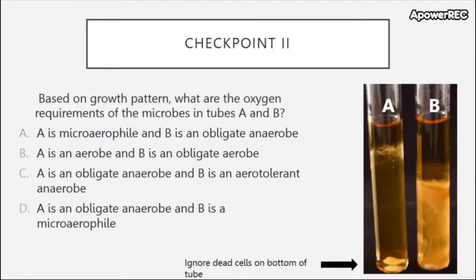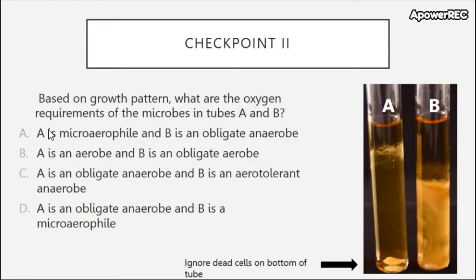Okay, checkpoint 2. Based on the growth pattern, what are the oxygen requirements of the microbes in tube A and B? And please ignore the dead cells at the bottom of this tube. So in A, you have the mass growing not quite at the top, maybe about an inch down. And then in B, you have them growing down here further. So they can't grow in these middle of the road oxygen requirements. They can only grow kind of where there's no oxygen present. They cannot grow in the presence of oxygen.